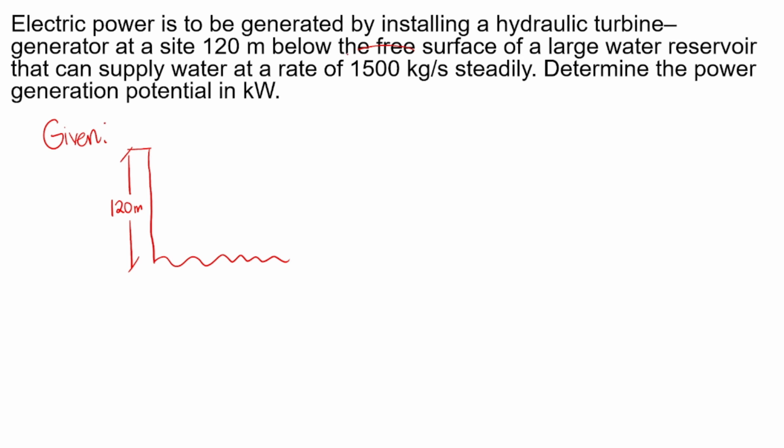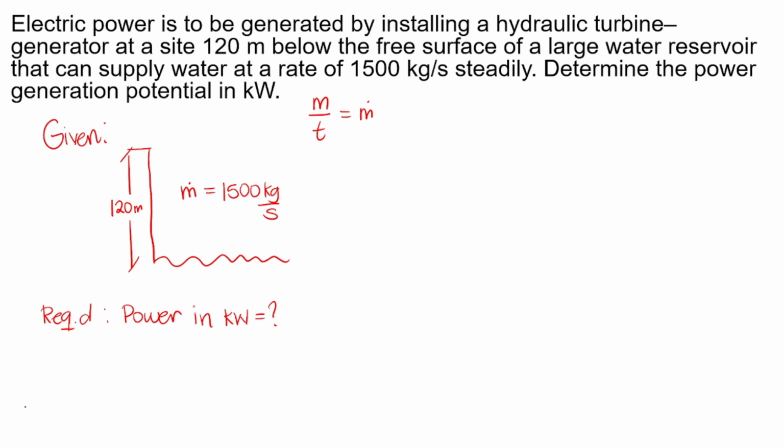And we are also given 1,500 kilogram per second. So, that is mass per unit time. That is mass flow rate. So, we're given mass flow rate. Our mass flow rate is 1,500 kilogram per second. And we are required to find power generation in kilowatts.